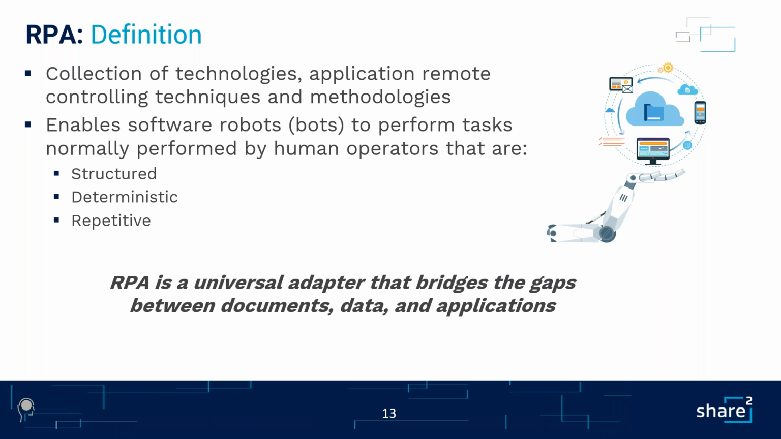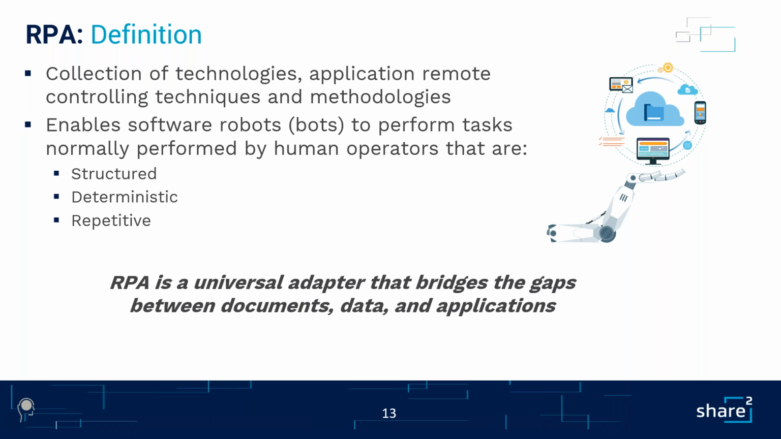Application remote controlling techniques. The main reason why my team and I created one of the first RPA products back in 2003 was to be able to get data in and out of black box applications that offered no other programmatic means to get data in and out. And we did that by translating the application's user interface, which is the only interface an application is guaranteed to have, for the purposes of performing systems integration.